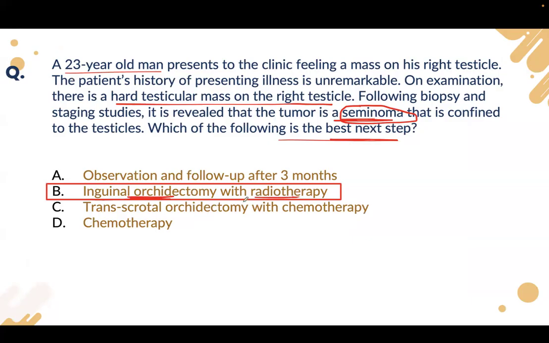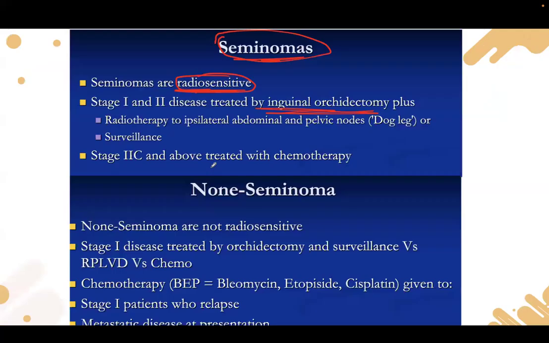These seminomas are sensitive to radiotherapy, not chemotherapy, so we can rule out C, transscrotal orchidectomy with chemotherapy. Observation and follow-up: this is a tumor, a cancer in a young patient who will want to try to conceive, so if we leave it, it might lead to bad consequences. So A wouldn't be the answer, and we're left with B, inguinal orchidectomy with radiotherapy.